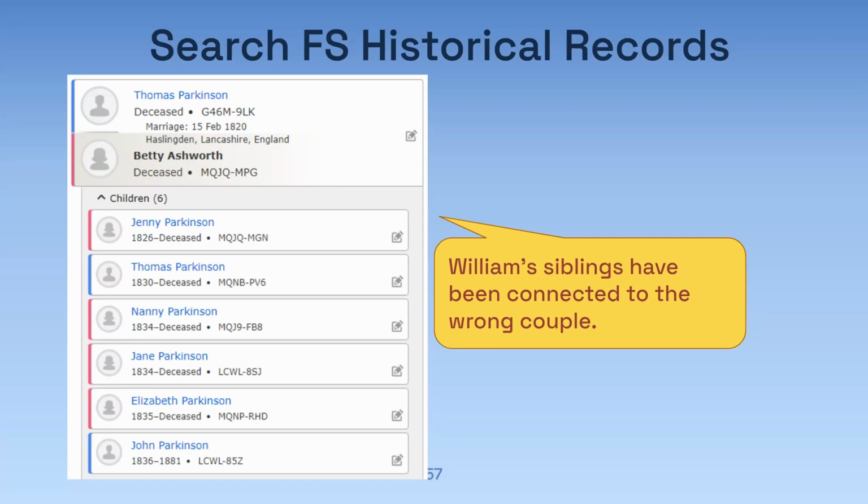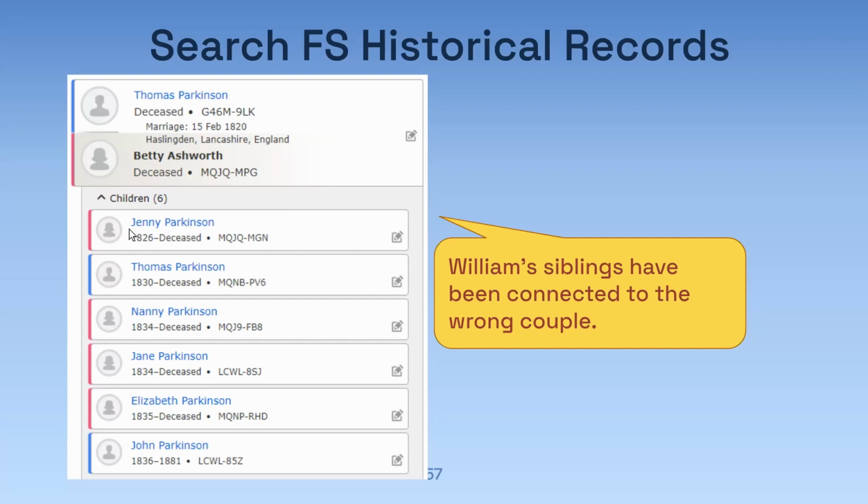Remember that time when I mentioned, a few slides back, that the 1841 census was connected to the wrong guy? So I thought I had another slide here, but I don't. So I apologize, this was kind of a jump. So going back to that wrong William, let's see, yeah, his siblings have been connected to this Betty Ashworth. Okay, I wonder if I accidentally deleted a slide or something, and I apologize for that, because this is a jump that seems to be missing some steps.